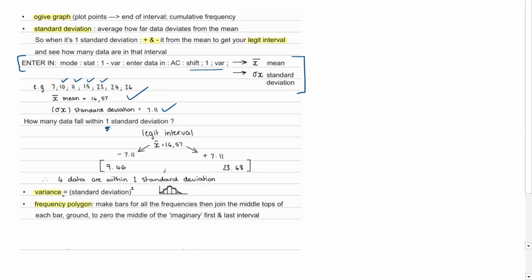Then if per chance they ask you for variance, that's simply the standard deviation squared. I take my answer here and I would square it. So it would be 49 point something.